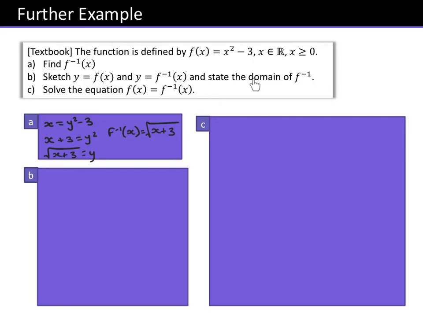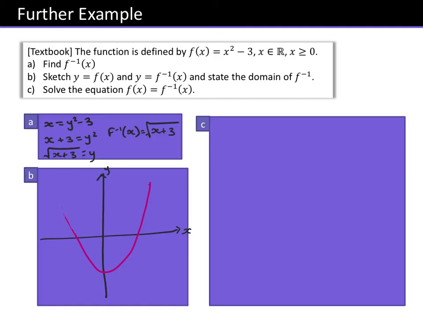Now, the domain of the inverse is the range of the normal function, okay? So, when we're sketching this graph, we have y, we have x. Again, I know how to sketch x squared minus 3, and it says x is greater than or equal to 0. So x squared minus 3 looks like this, okay? But we only want when x is greater than or equal to 0. So we need to rub out this side.